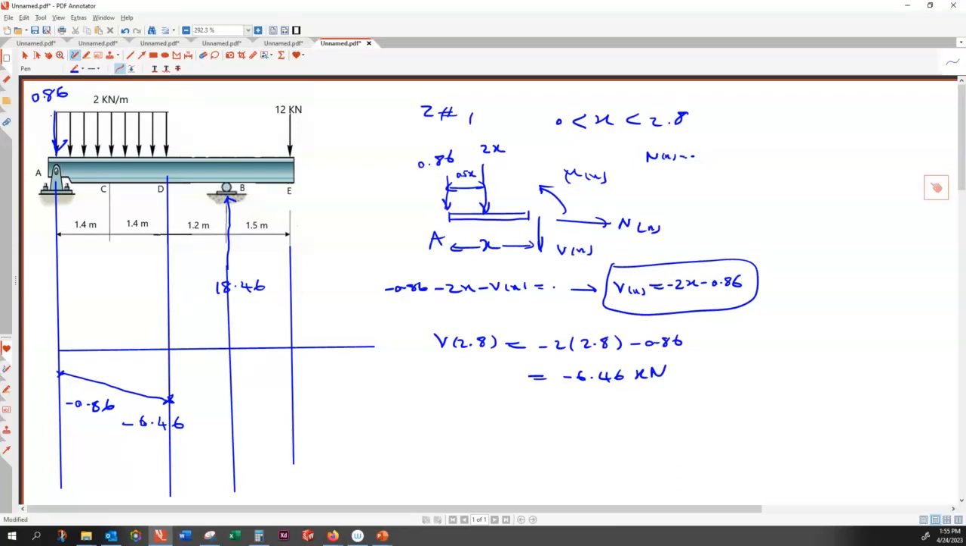All right? And what happens to the M of X? M of X, you have to solve this free body diagram. Let's take net rotation with respect to A equal to 0. That is 2x multiplied by half x. This is x squared, and the rotation is negative. And V of X multiplied by X. If you multiply that by X, this is minus 2x squared minus 0.86 by x. And what about M of x? M of x is positive.